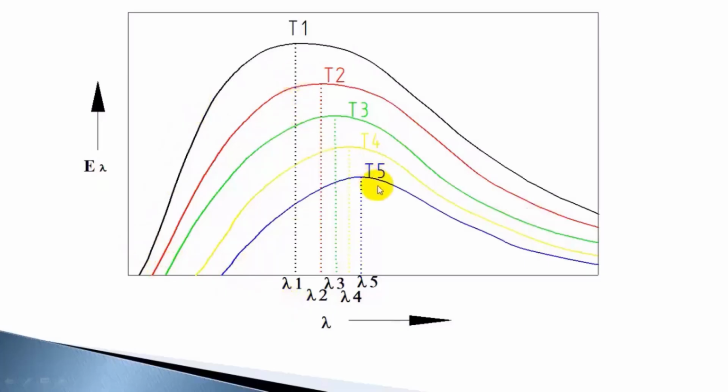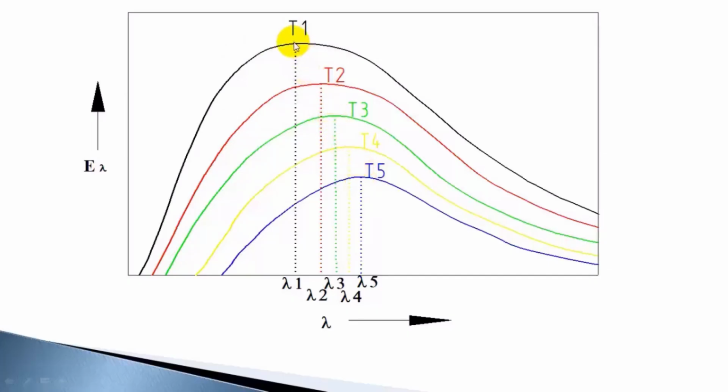I have shown 5 different temperatures: T1, then T2, T3, T4 and T5. For these 5 different temperatures the plot is made, showing how the monochromatic emissive power is varying with the wavelength of the emitted radiations. So Wien's displacement law is especially for the peak point. This black curve has a peak here, and this red curve has a peak here. Similarly, the peak points are marked.